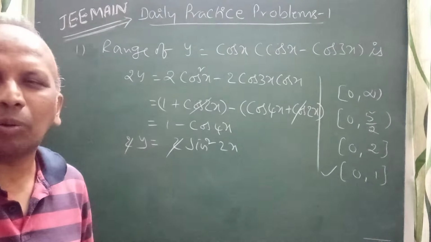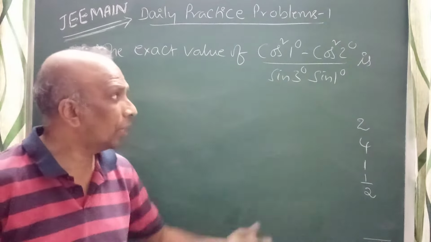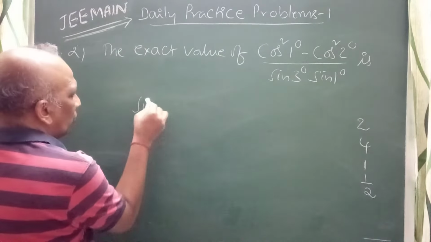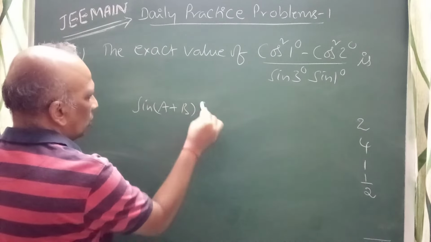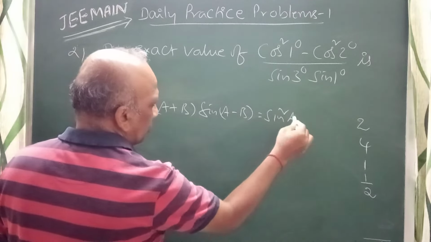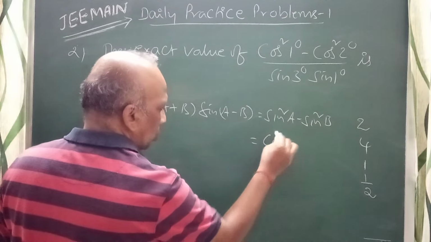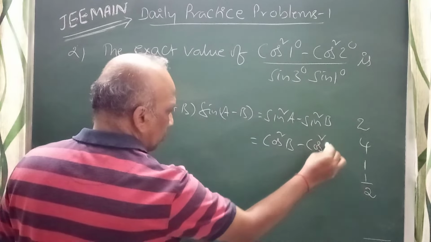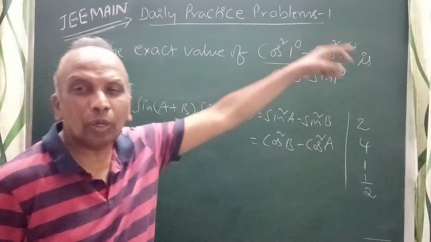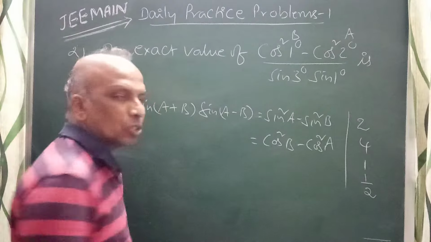Now to the next problem. See, to solve this problem, cos square 1 degree minus cos square 2 degree by sin 3 degrees into sin 1 degree. Just you remember, if you take sin of a plus b into sin of a minus b, this will always be equal to sin square a minus sin square b. Also I can write cos square b minus cos square a. Just remember. So we have cos square b minus cos square a.